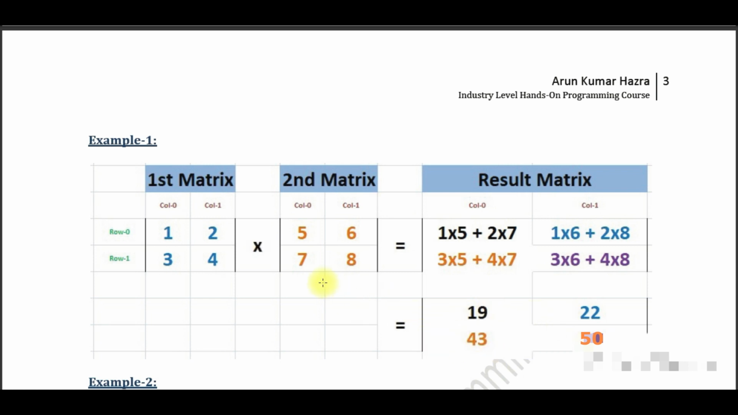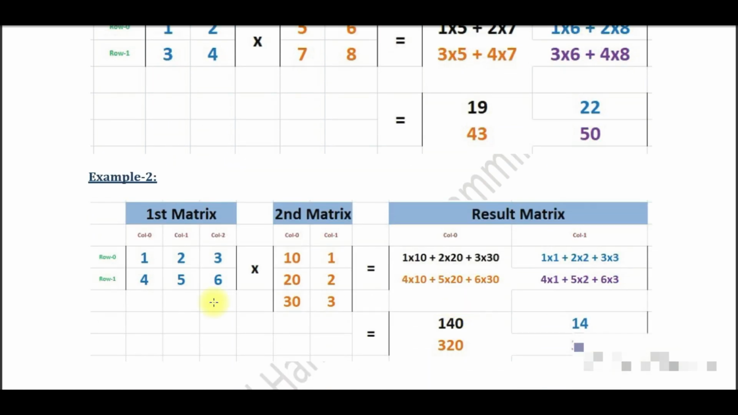In our first example, we can see that the row count and column count of the first and second matrix are the same. This is basically 2 into 2, right? Now if you take this example, the row count of the first matrix is 2 and the column count is 3, and for the second matrix the row count is 3 and the column count is 2. Now how can we do the multiplication? The process is the same, only one extra multiplication step will be added here.